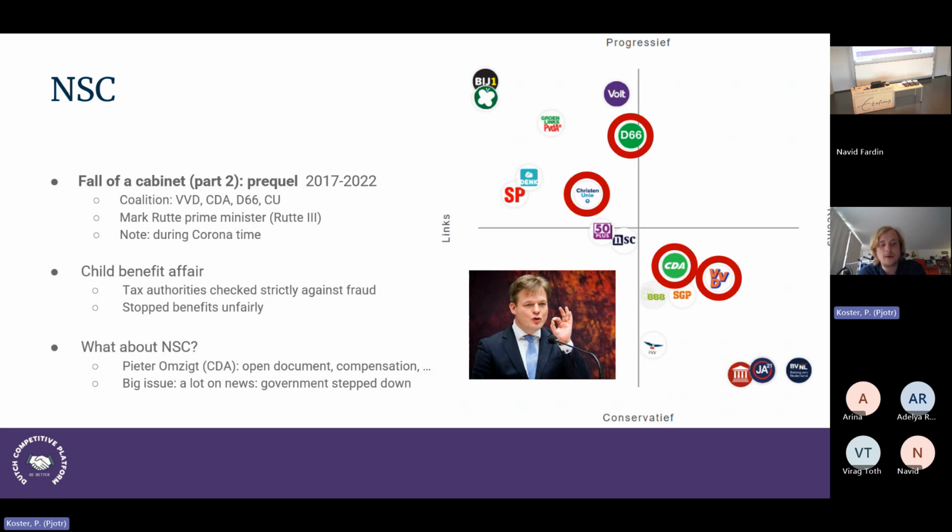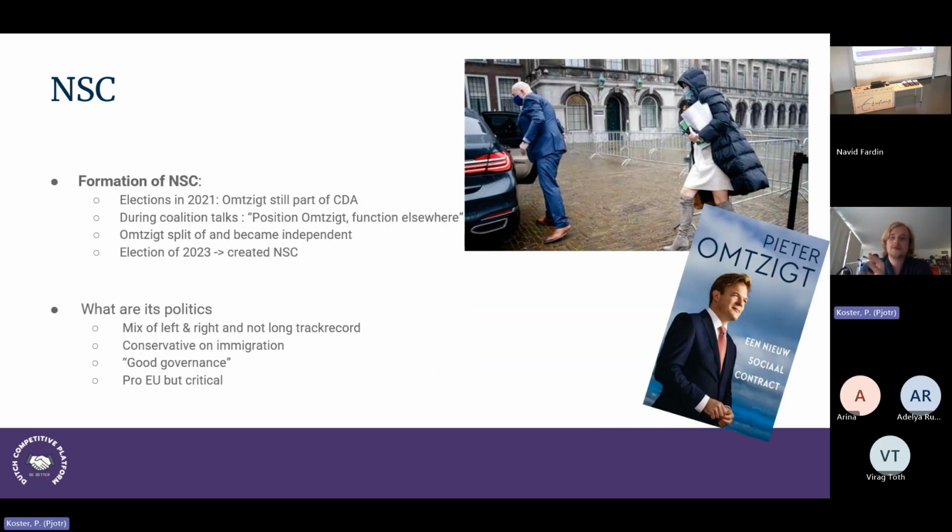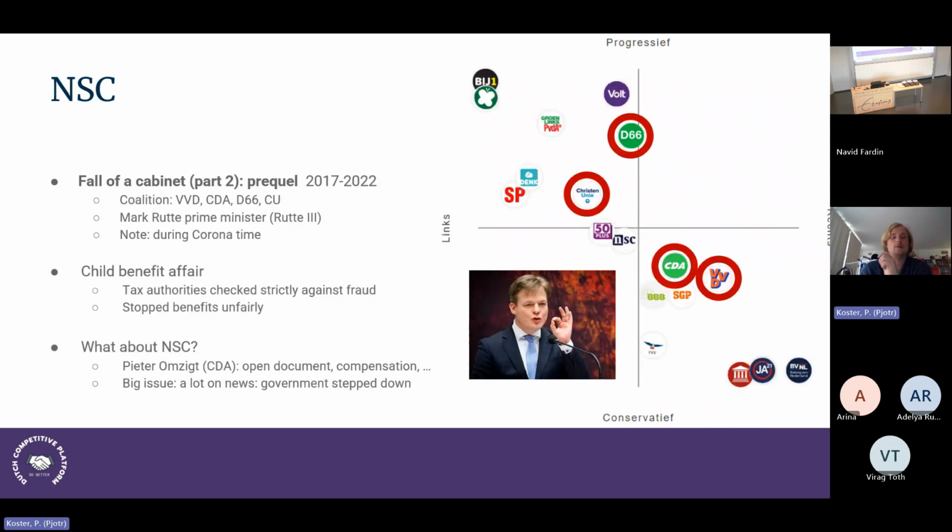Basically, this then became a very big thing. A lot happened, a lot went on the news, and in the end, the government stepped down. Now, because it was Corona time, it did take a bit of time, and the government at the time did have a bit more leeway to push in policies because they did need to deal with the new variation that popped up with COVID, which was the Delta variation.